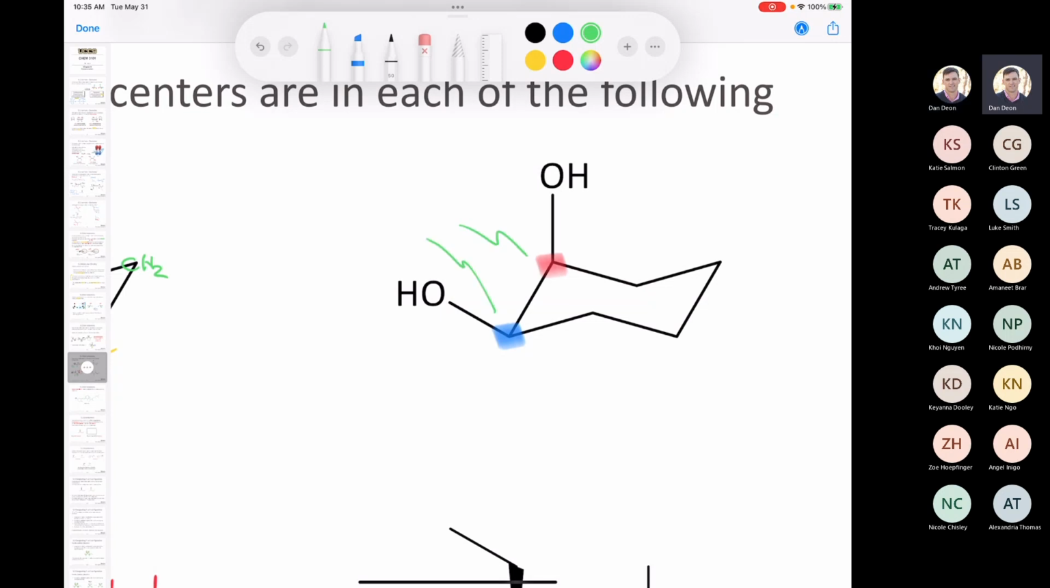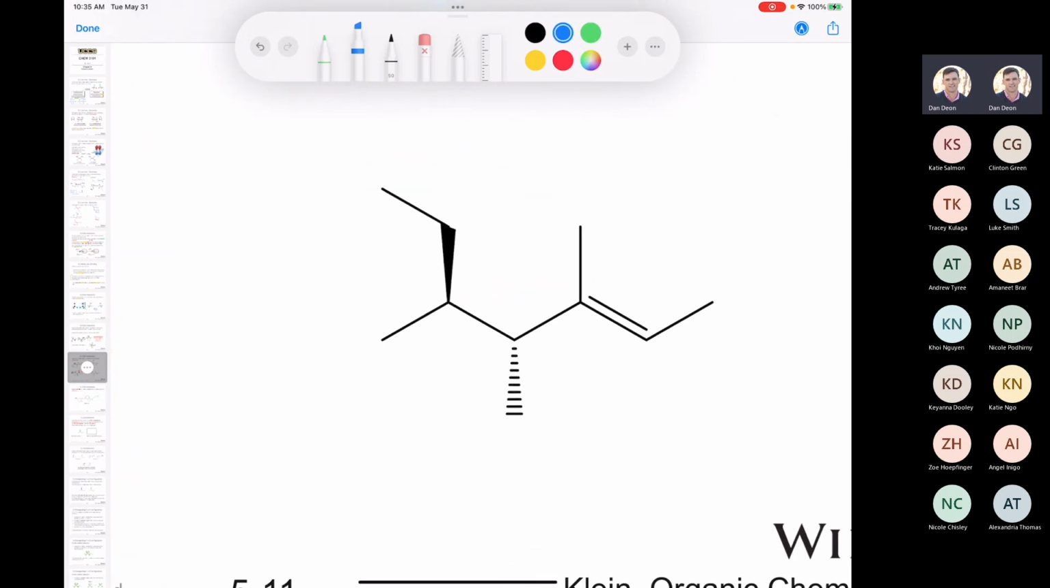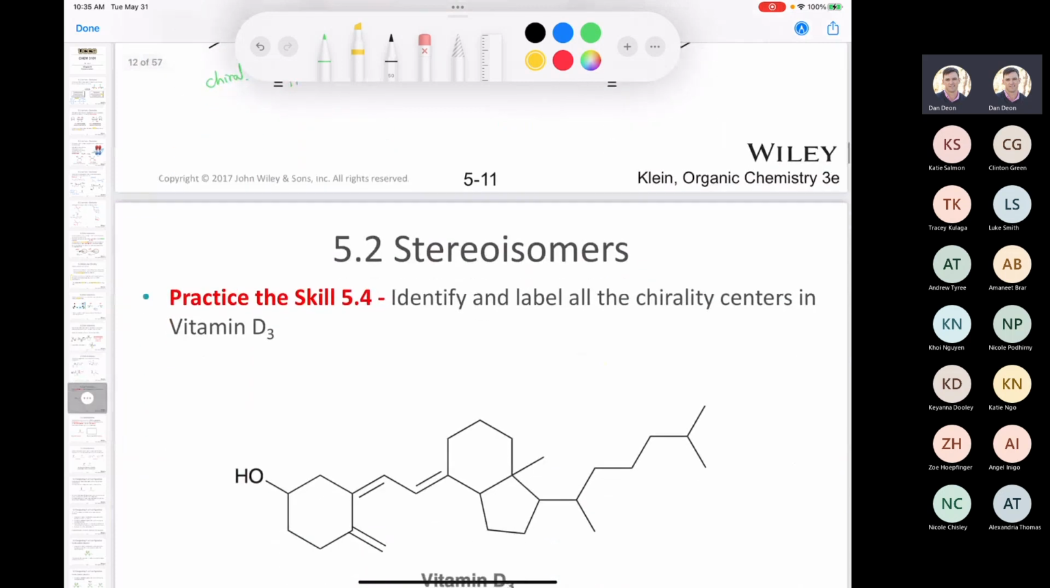So right here, both are chiral. In the last one, we have 2 chiral centers. We have one here, and we have one here. I'll let you take a look at it yourself to see if you can figure out why both of these are considered chiral centers. Take a look at a molecule like vitamin D.